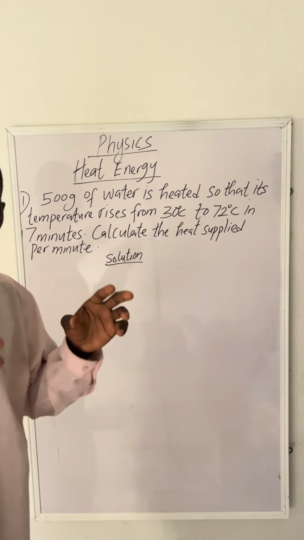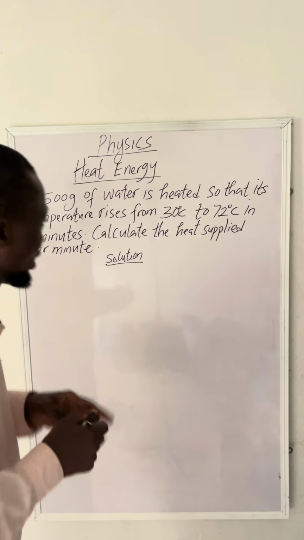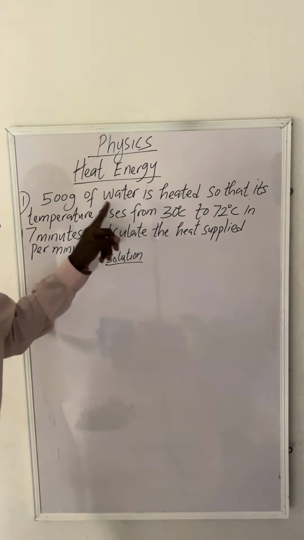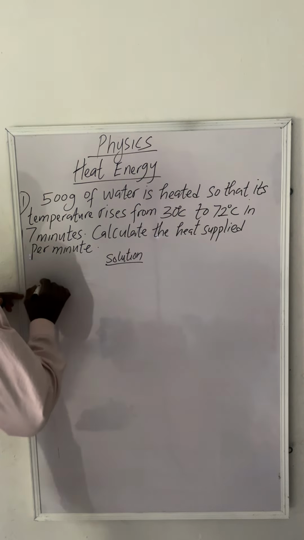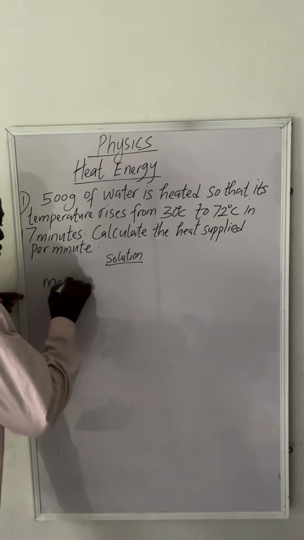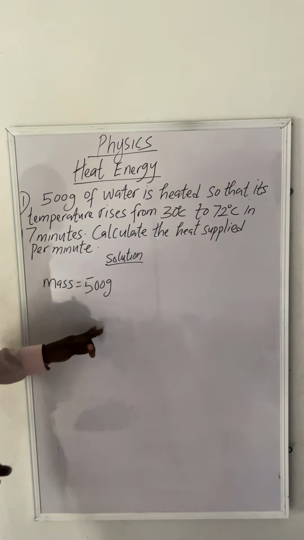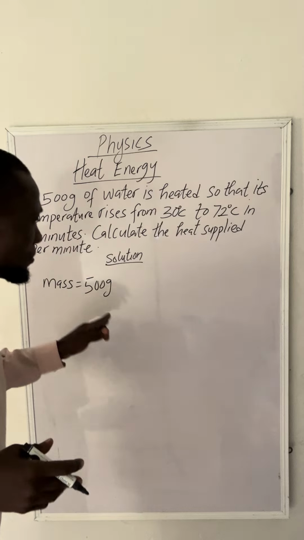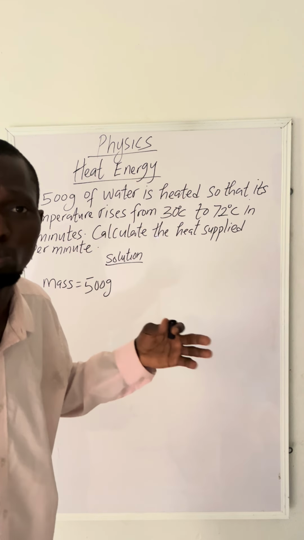Now, we know that we have to bring out our parameters from the question. That is the first thing. Now, 500 grams of water means that the mass of water is 500 grams. So I'm going to write that mass is equal to 500 grams. But we know that our mass should be in kilograms.